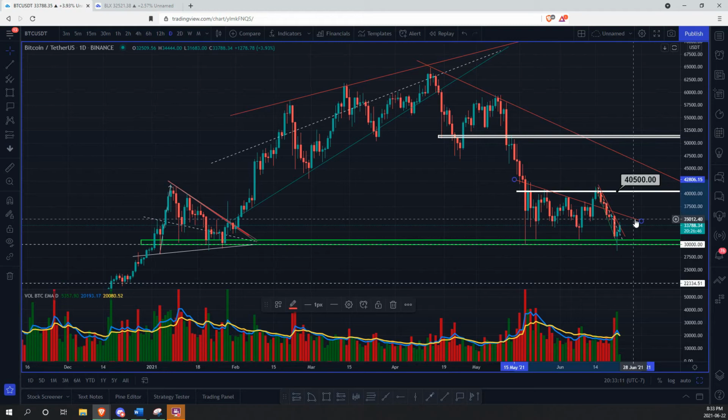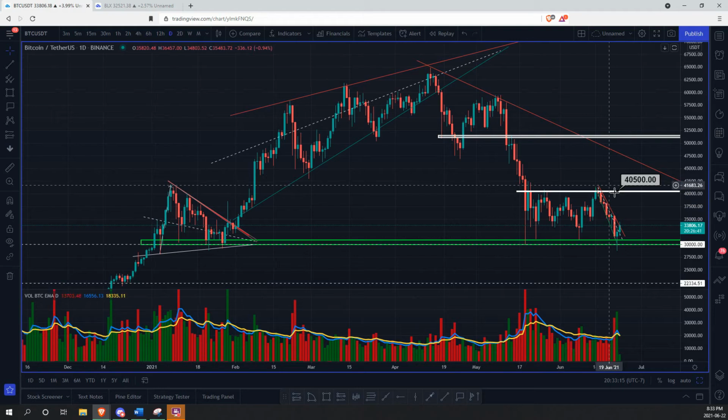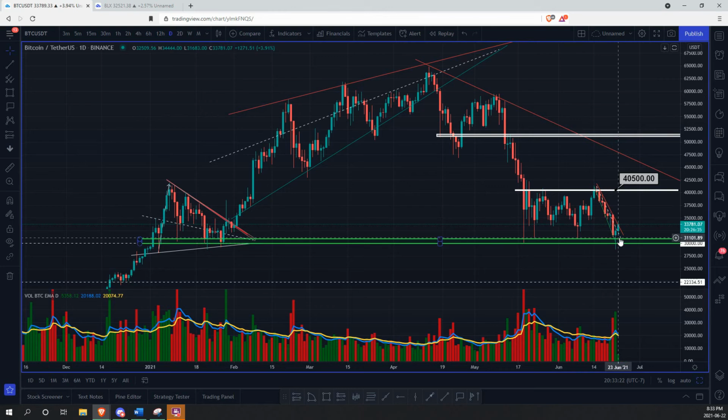Let's close that out. We saw the fake out. This is that descending zone that pushed the price up. We got a fake out, key level of resistance at 40.5K hold as a key level of resistance. And we're now all the way back to that 30K level of support that we talked about.